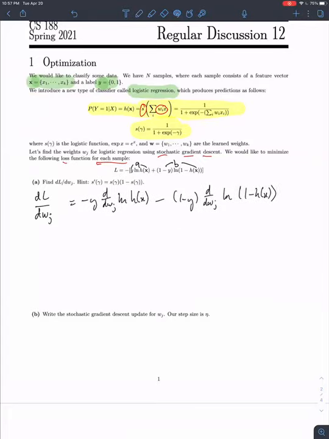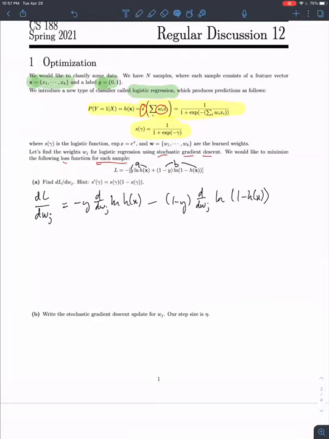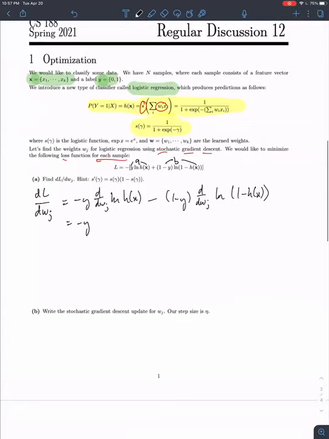Okay, so here's our expression. Now we're going to use the chain rule again. So we've got log of h of x. So this is equal to, so what's d log of h, dh? The answer is 1 over h of x, right? So 1 over h of x, then d dwj h of x minus 1 minus y.